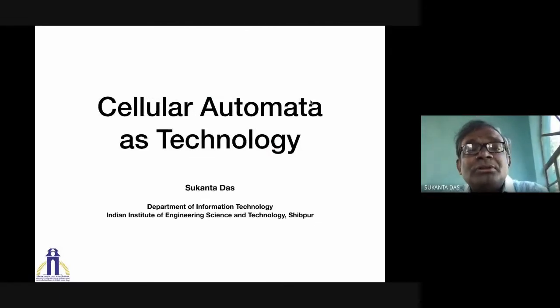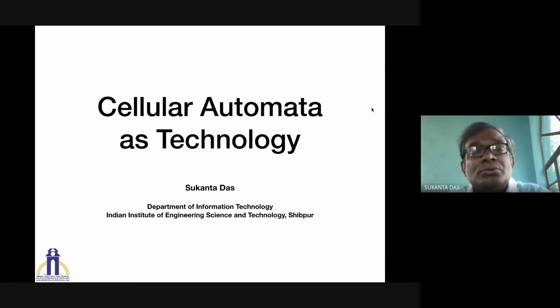So we are talking about cellular automata as technology. Let us briefly look at what we said in the last class. A cellular automaton is a mathematical tool, which is also defined as a discrete dynamical system. But a cellular automaton can also be considered as technology.